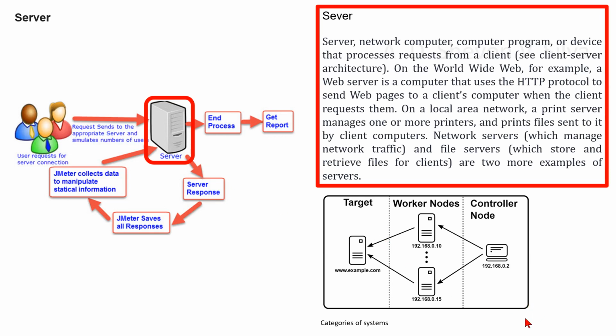Here you can see categories of systems. Controller node: the system running the JMeter GUI, which controls the test. The worker node: the system running JMeter server, which takes commands from the GUI and sends requests to the target systems. Target: the web server we plan to stress test.